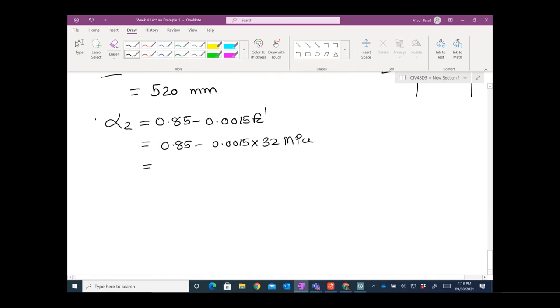So if I use the calculator, it will tell me 0.802, which is greater than 0.67. Therefore, alpha 2 is okay. All check is okay. We can take alpha 2 equal to 0.802. And gamma is also given just down here.